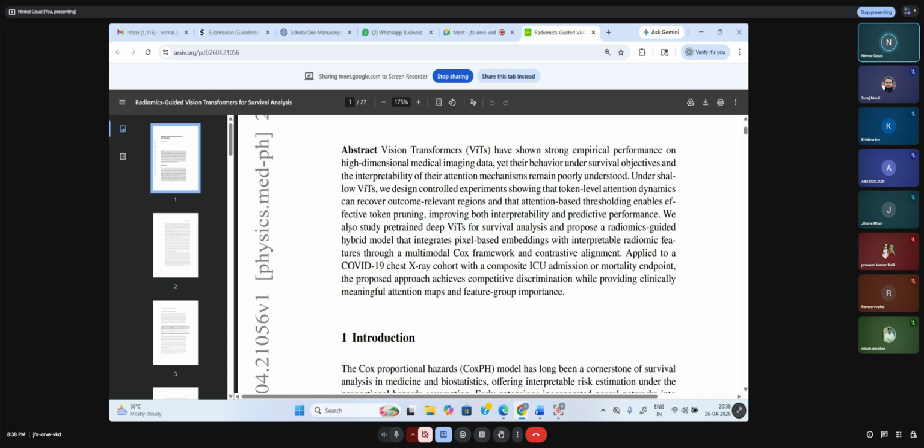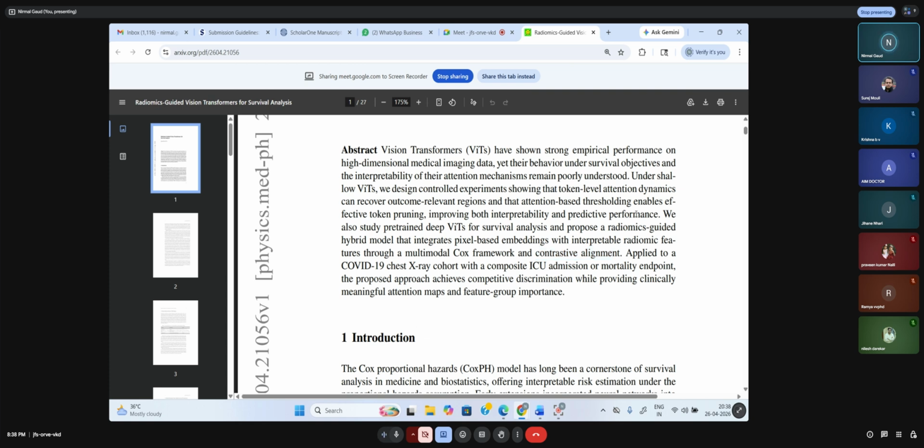So we study pre-trained deep ViT for survival analysis and propose a radiomics-guided hybrid model that integrates pixel-based embeddings and interpretable radiomic features through a multimodal Cox framework and contrastive alignment. Right now, this contrastive alignment, we have also used in our research paper. Contrastive alignment is getting highlighted. Many of the papers I have seen, we have also used it in our research paper.